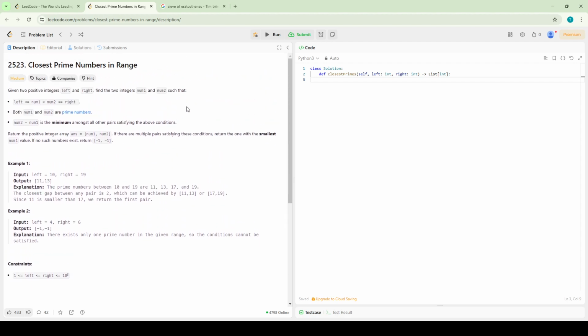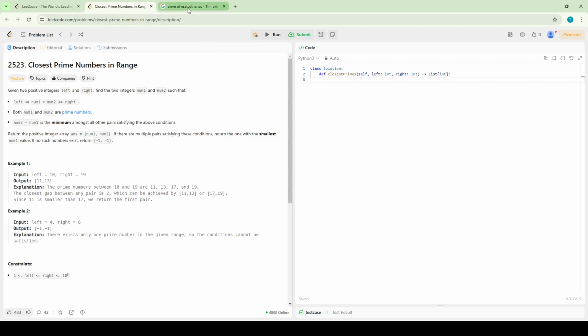Okay, so when dealing with problems related to prime numbers, there is basically an old, ancient method to generate all prime numbers up until a number, and that method is called the Sieve of Eratosthenes.